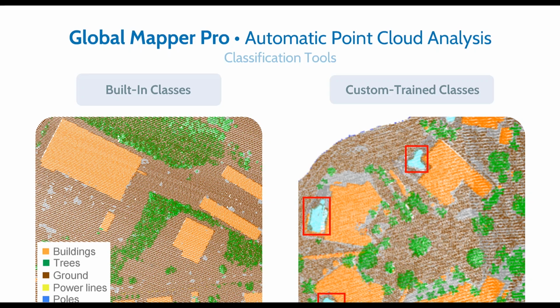And one of the benefits of these segmentation-based methods is that it allows us to conduct that built-in classification and then follow up with a custom-trained classification when needed. Users essentially can go ahead and identify an object or objects of their desire. So in this case, you'll see I've identified pools here on the right-hand image in the red boxes.